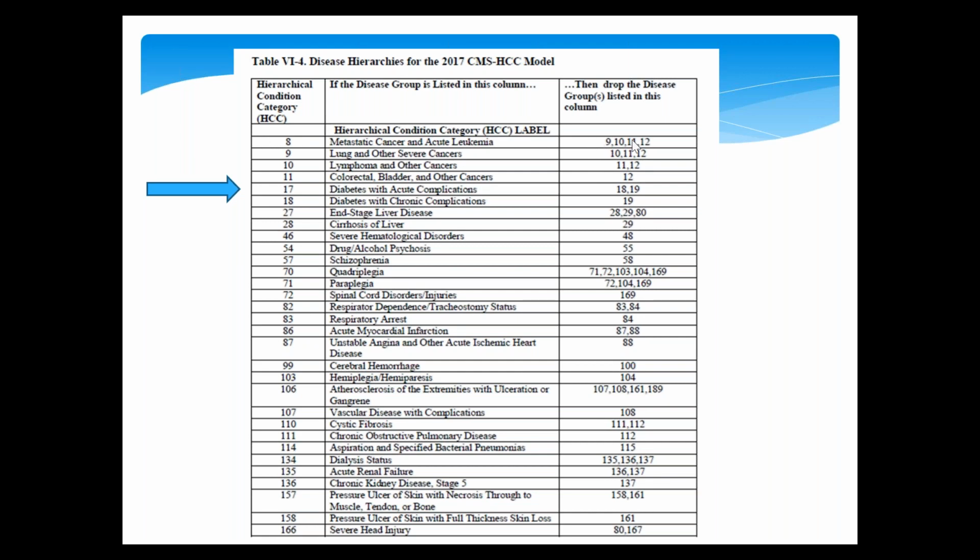So category 8 trumps categories 9, 10, 11, 12, and so on. As you see with diabetes, diabetes with acute complications is going to trump chronic complications, or 19, which is diabetes uncomplicated.